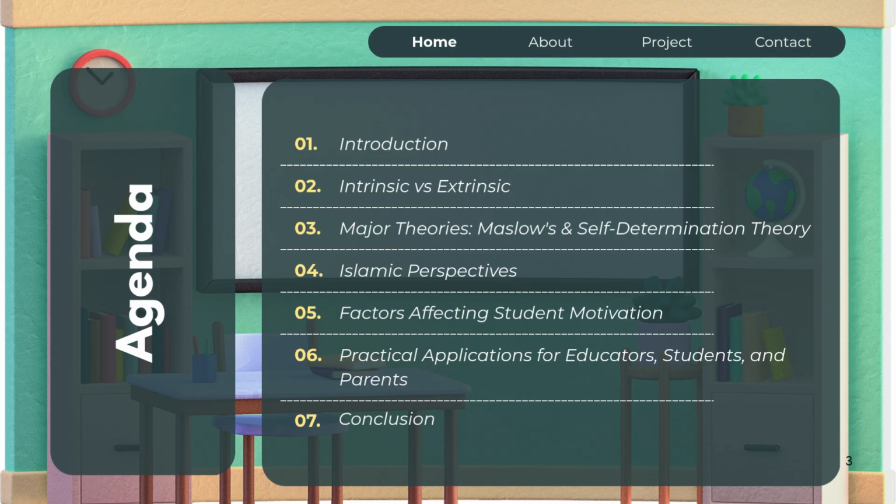Here's what we've got lined up for you today. Number one, we have introduction. Number two, intrinsic versus extrinsic motivation. Number three, major theories, Maslow and self-determination theory. Number four, Islamic perspective. Number five, factors affecting student motivation. Number six, practical application for educators, students, and parents. And lastly, we have conclusion.